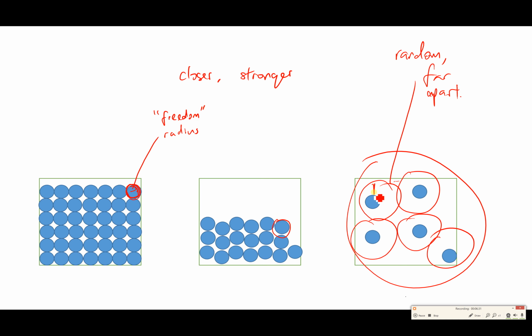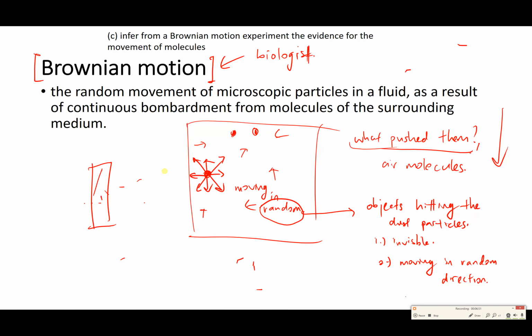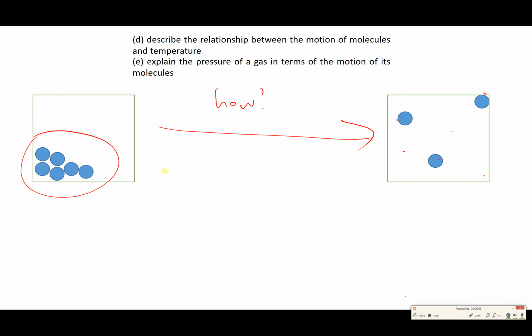And you realize that it is largest for air, average for liquid, and nearly zero for solid. So that is the key idea of Brownian motion.